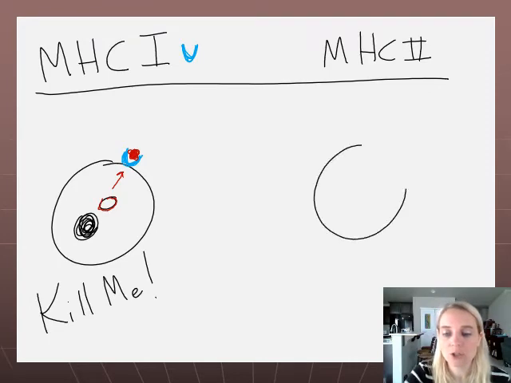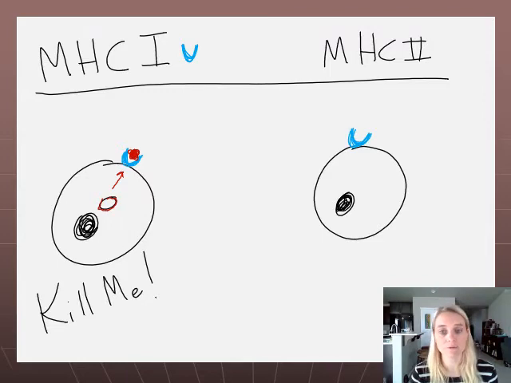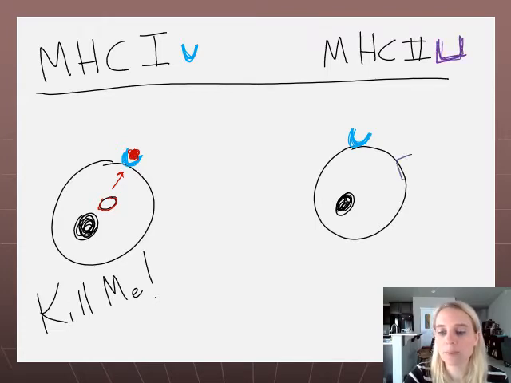For MHC class 2s, they're nucleated cells, so just to follow suit here, they're going to have a MHC class 1, because these types of cells can be infected as well. But they also are going to have these, I'll kind of put it as a purple box. They're going to have these MHC class 2s. Okay, so these receptors on the surface of their cells.